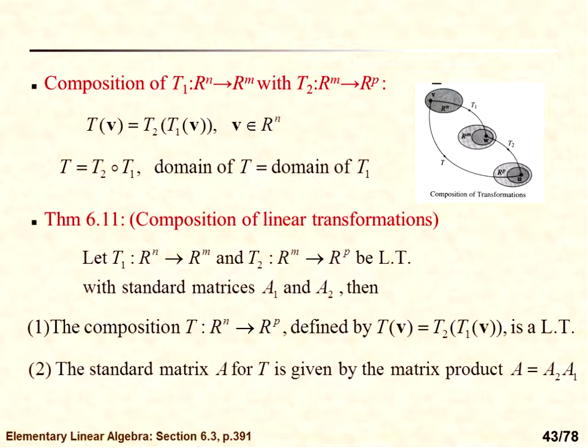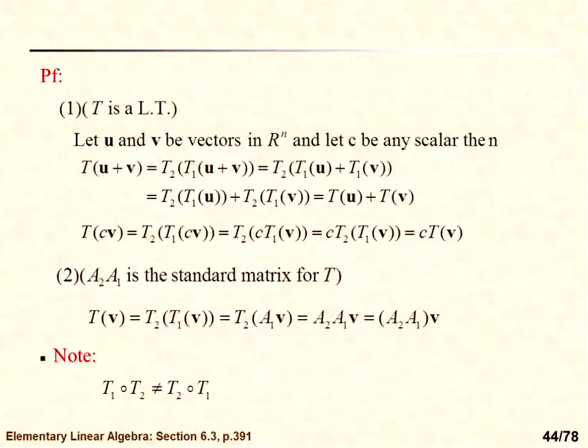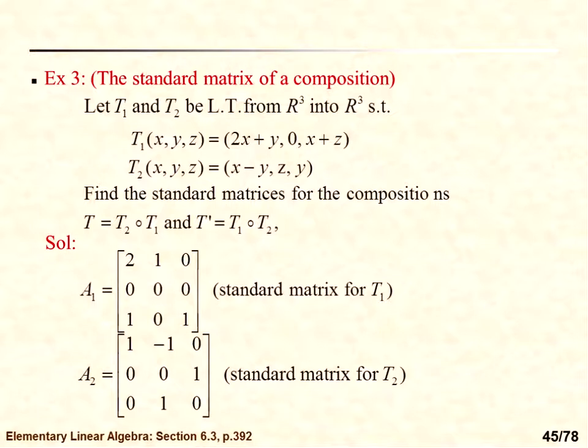Now the composition of transformations. This is the last topic, how we can compose them. If we go from V to W, and W to Z, then we can say V to Z. So the transformation T(v) equals T2 of T1 of v. We write it as T2 ∘ T1, and the domain is the domain of T1. From this figure you can understand the meaning of T2 ∘ T1. If we have two transformations T1 and T2, then we say it is a composition of linear transformations. This is the definition of composition.